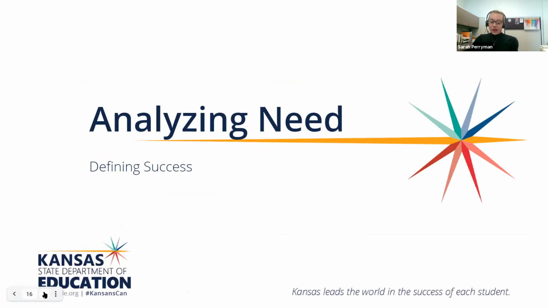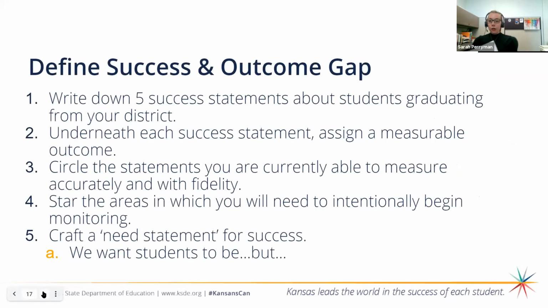So this next piece, after determining our community values, is we need to examine the need. We know what we believe, and now we need to have an impetus for change, and that's our need. So what are you hoping to address by engaging in the hard work of redesign? Let's start by developing that needs statement. To do this, you'll get back into your teams, and we're going to start by defining success and outcomes.